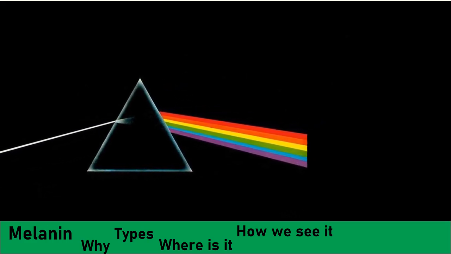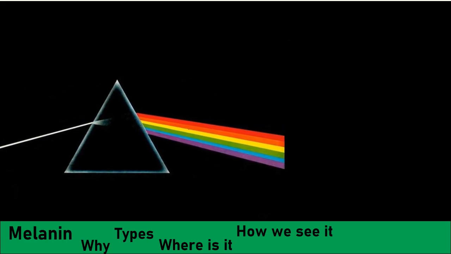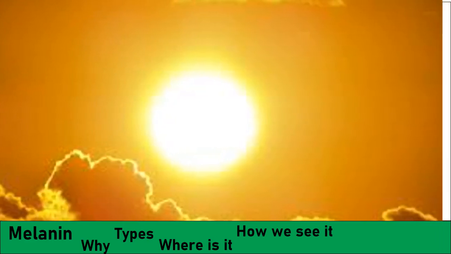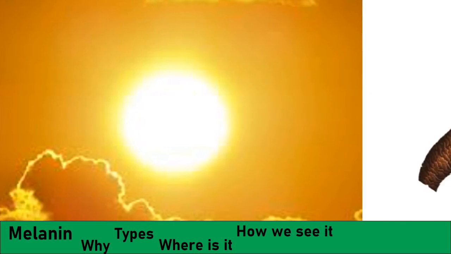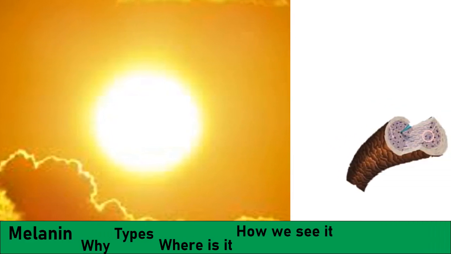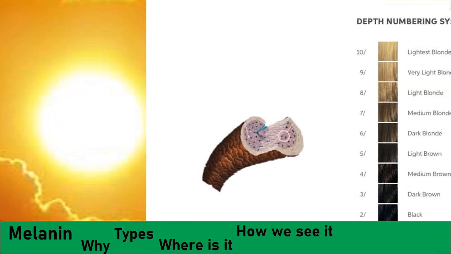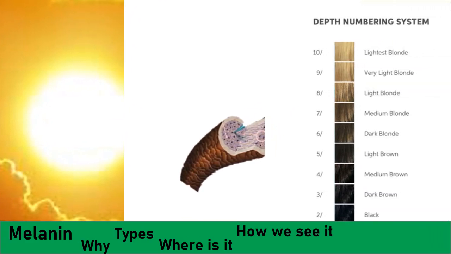And that's exactly what happens when we see hair colour on humans. Light travels into the hair. It refracts off the unique mix of melanin in every individual, and what we see on the other side is the natural hair colour of that individual.